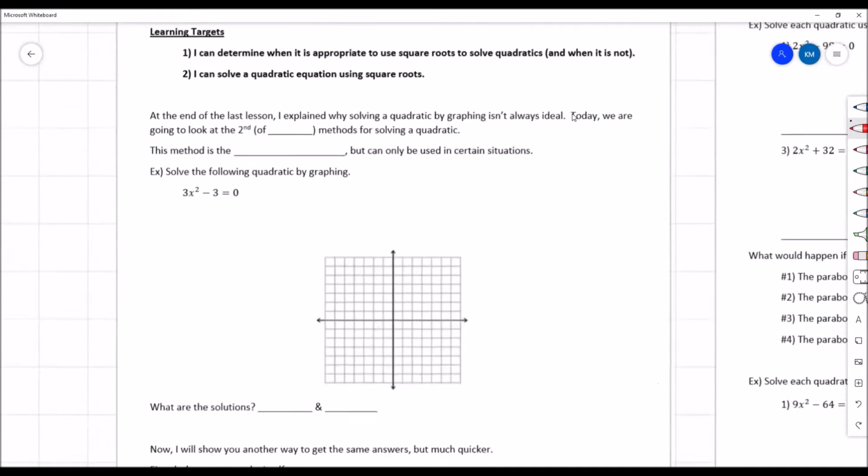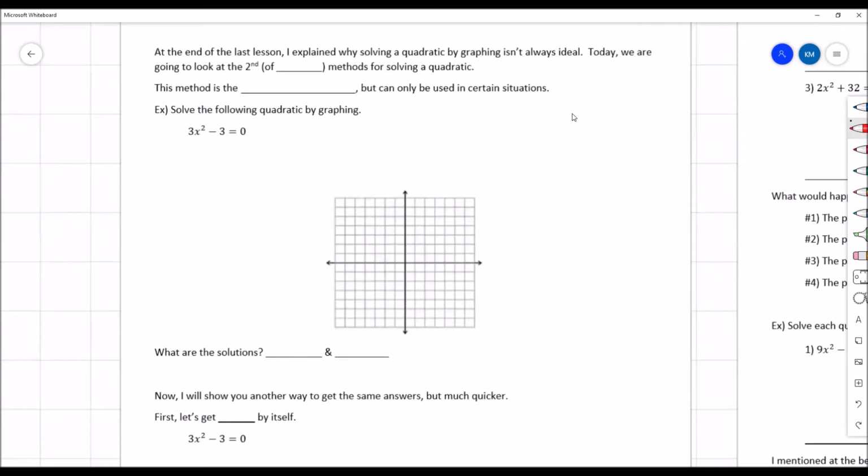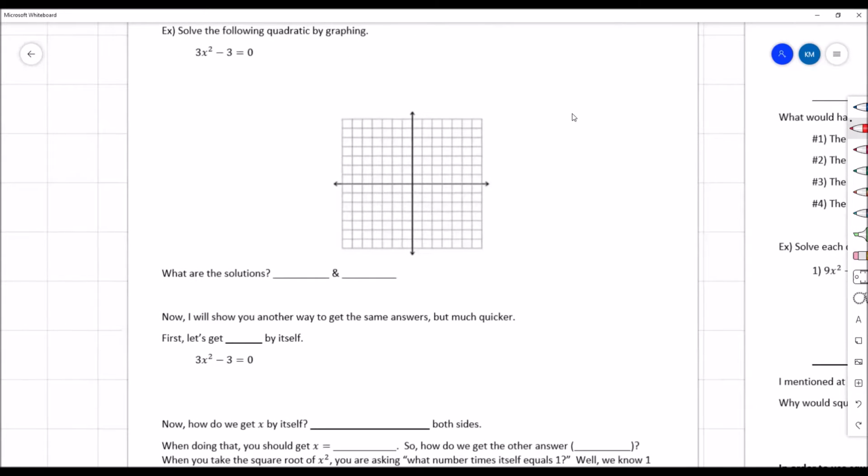At the end of the last lesson, I explained why solving quadratics by graphing isn't always ideal. Today, we are going to look at the set of 5 methods for solving a quadratic. This method is the fastest, but can only be used in certain situations, so it gets used less because you can't use it all the time. So it says solve the following quadratic by graphing.